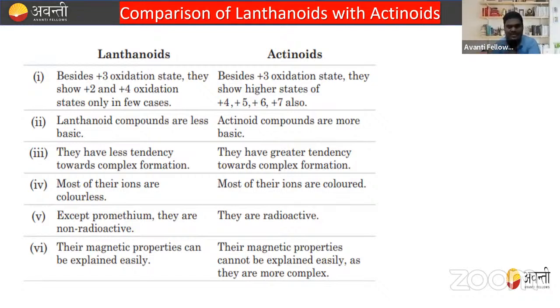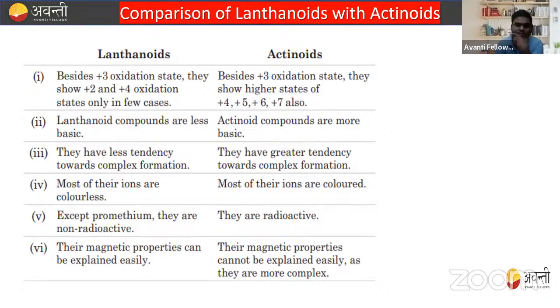Now, lanthanide compounds are less basic. So if I'm talking about the basic character, then lanthanide compounds are less basic, whereas actinide compounds are more basic. Okay. Now, lanthanides have a very less tendency towards complex formation, whereas actinides have a greater tendency towards complex formation. Now, most of the lanthanide ions are colorless. If I'm talking about the actinoids, most of their ions are colored.